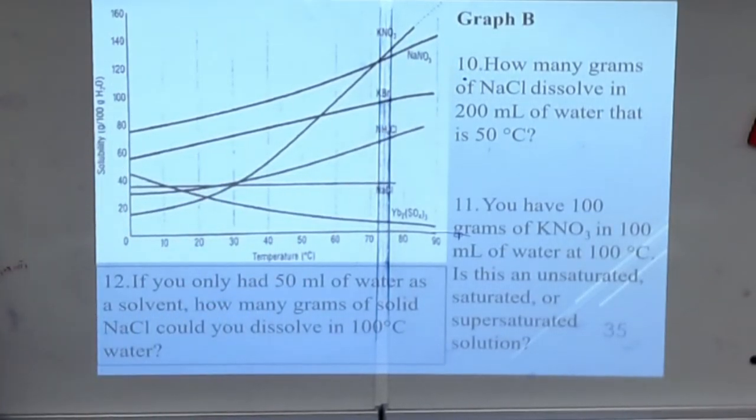I could definitely add more potassium nitrate to this. Y'all follow me? Whatever amount I ask you, graph that on the chart and see where it is in relationship to the line. All right, if I only had 50 milliliters of water as a solvent, how many grams of solid sodium chloride could I dissolve at 100 degrees?